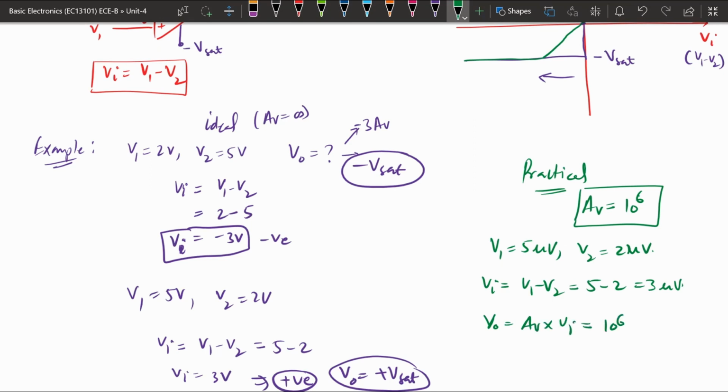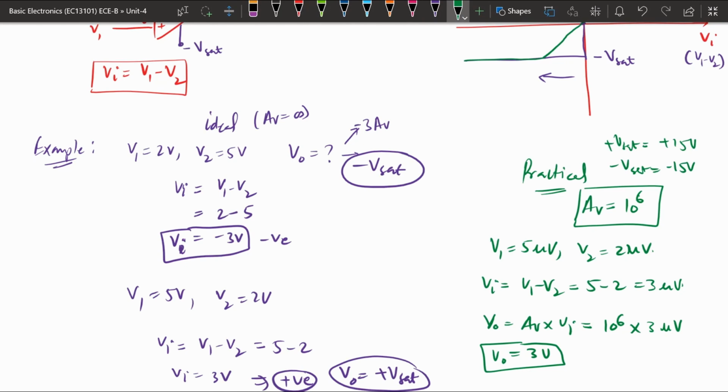So gain is here 10 to the power 6 multiplied by V input. So V input is 3 microvolt, so it is nothing but 3 volt. So V output is 3 volt. Okay. So suppose it is a practical one where gain is given here, and plus V sat is given as plus 15 volt and minus V sat is given as minus 15 volt.